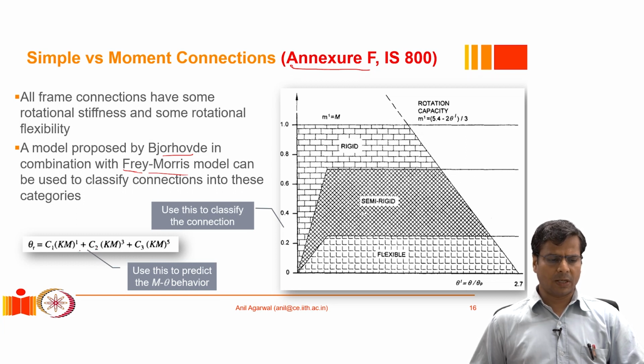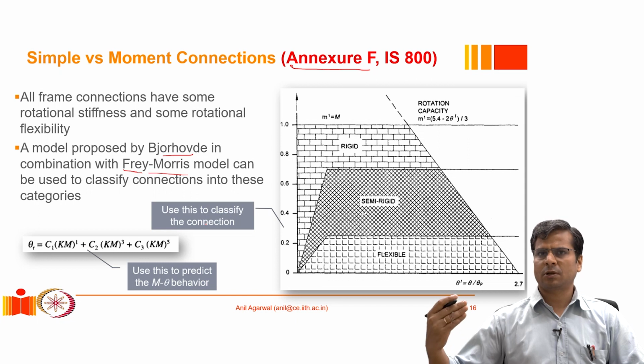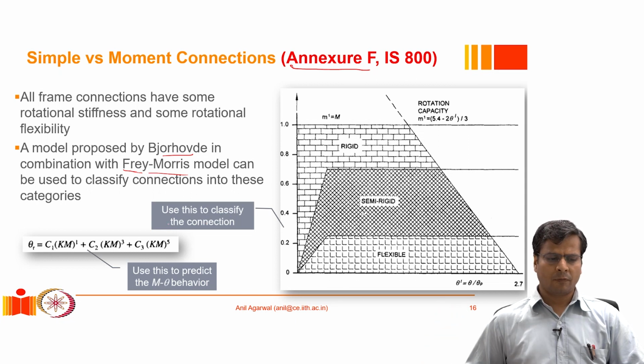So basically what happens is that there are a large number of equations given in annexure F. I am not going through all of that. It's beyond the scope of this course. But depending on the geometry of the connection and type of connection, so whether it's a double angle connection or shear tap connection or double angle shear connection or a T-stub connection, whatever type of connection it has, there is a pretty large list. For those, you can calculate various parameters depending on the dimensions and type of connections.